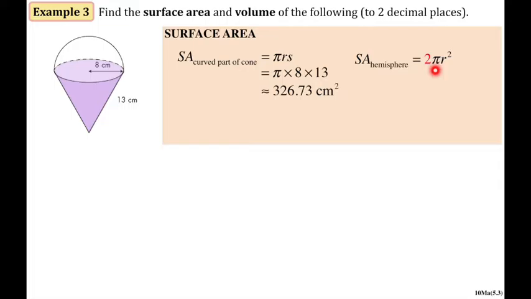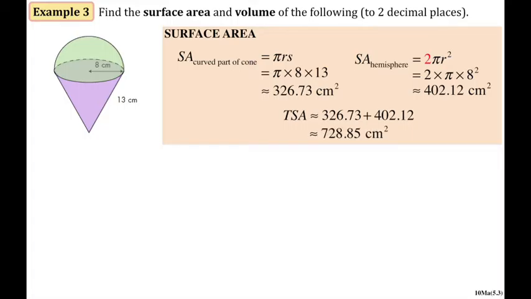Now I know the radius is 8, so it's 2 times pi times 8 squared. So I've just shaded in what we're finding over here in green. 2 times pi times 8 squared gives me 402.12 centimetres squared, which means the surface area of this shape are those two answers added together. We add them together and it's a little over 700. So that's the surface area part done. Now we've got to deal with the volume.